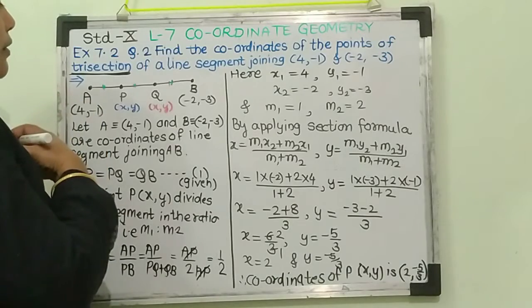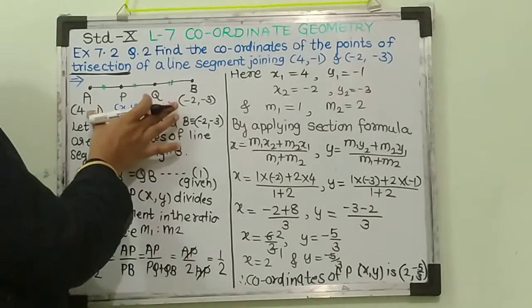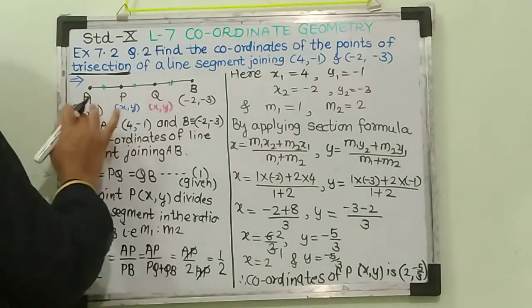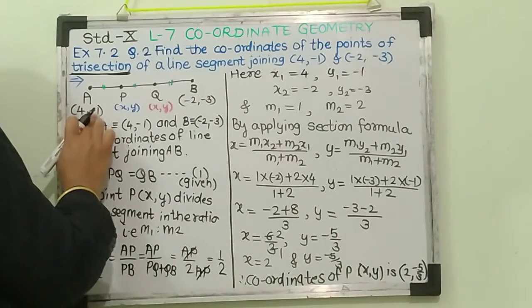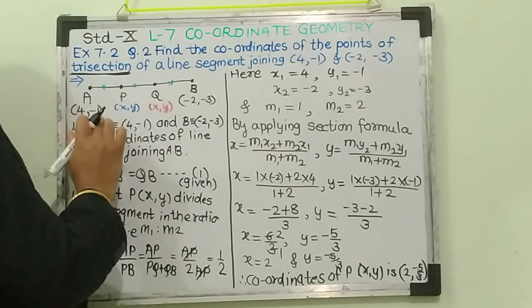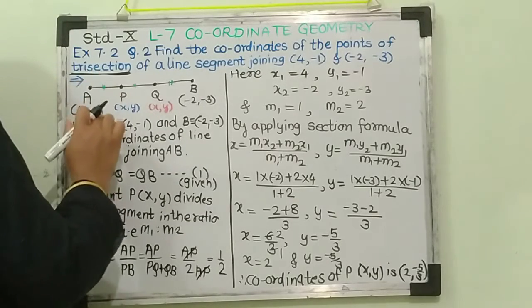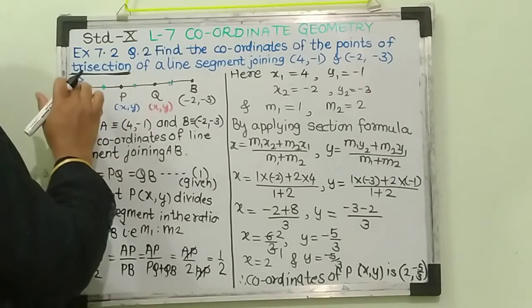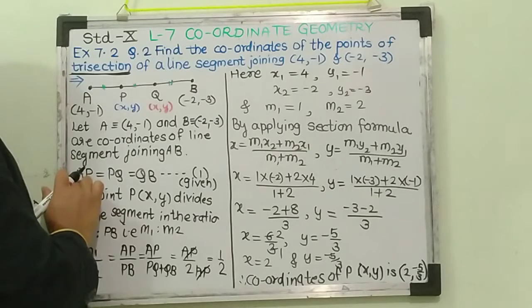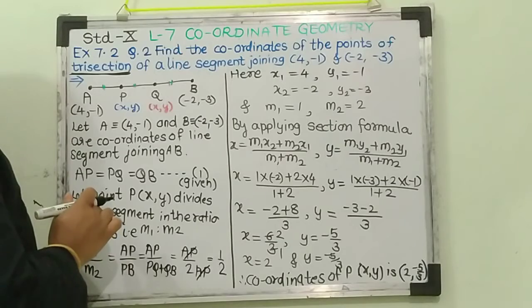Understood? Again I will explain in short. See here, first we take the given line segment joining the 2 points, that is A and B, whose coordinates are 4 comma minus 1 and minus 2 comma minus 3. Then your line segment is divided into trisection. Trisection means it is divided into 3 equal parts.